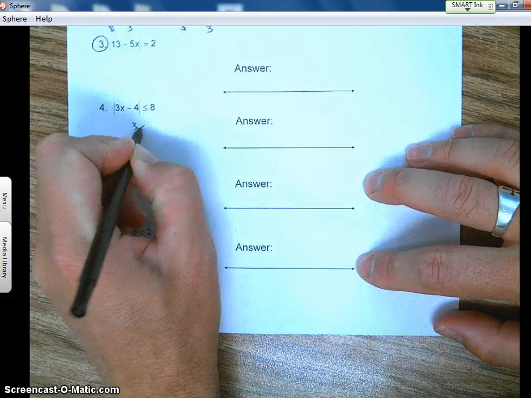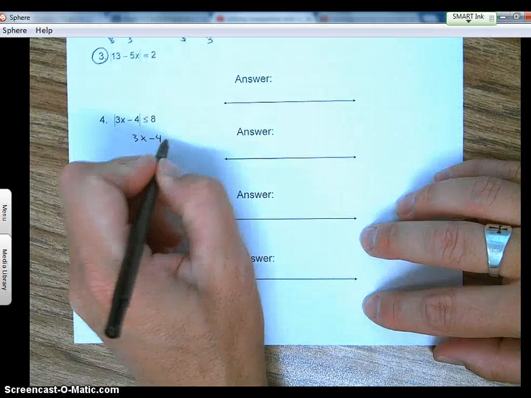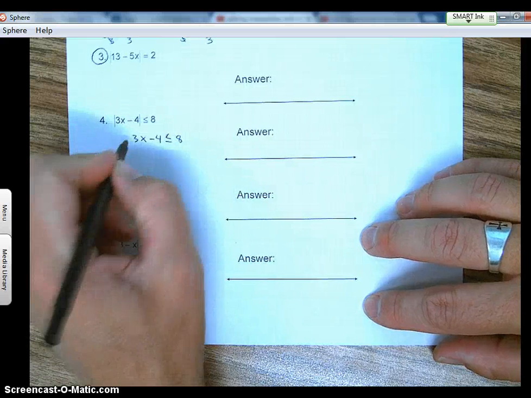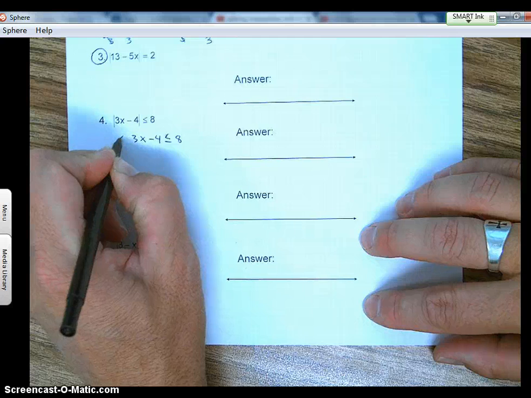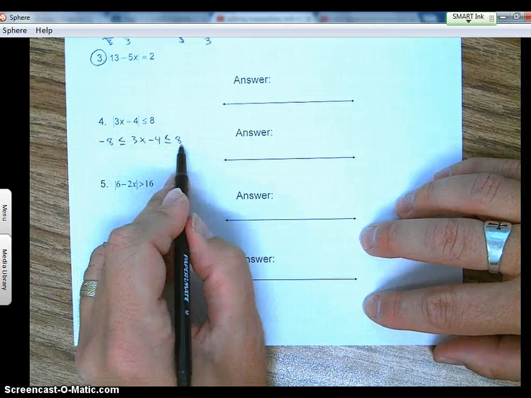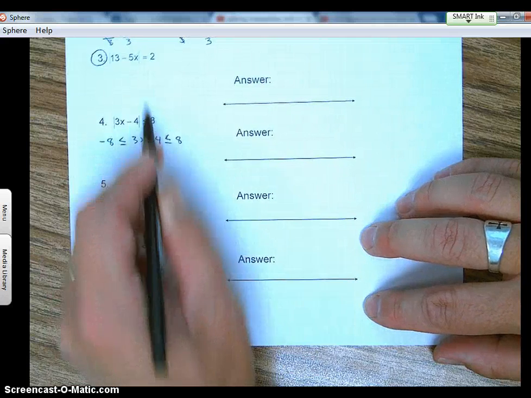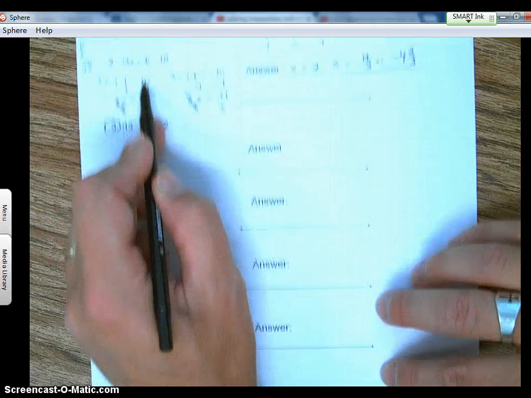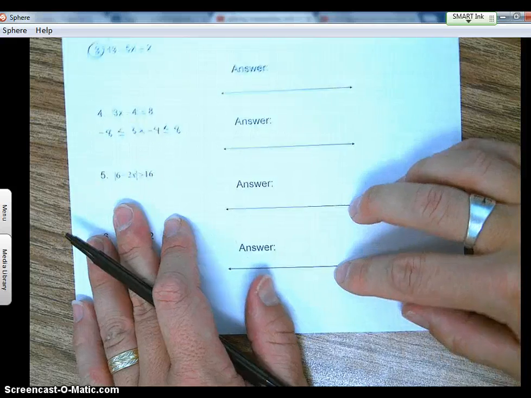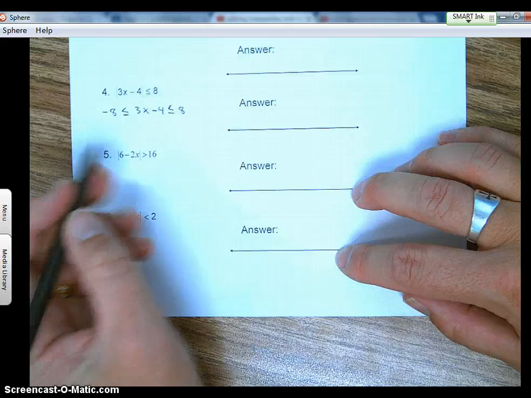So 3x minus 4 is going to be less than or equal to 8. And then over here, it's going to be greater than or equal to negative 8. See the positive answer value and the negative answer value, just like we did up here, where we had a positive answer and a negative answer. Now, to solve this one, we're going to solve going both directions.